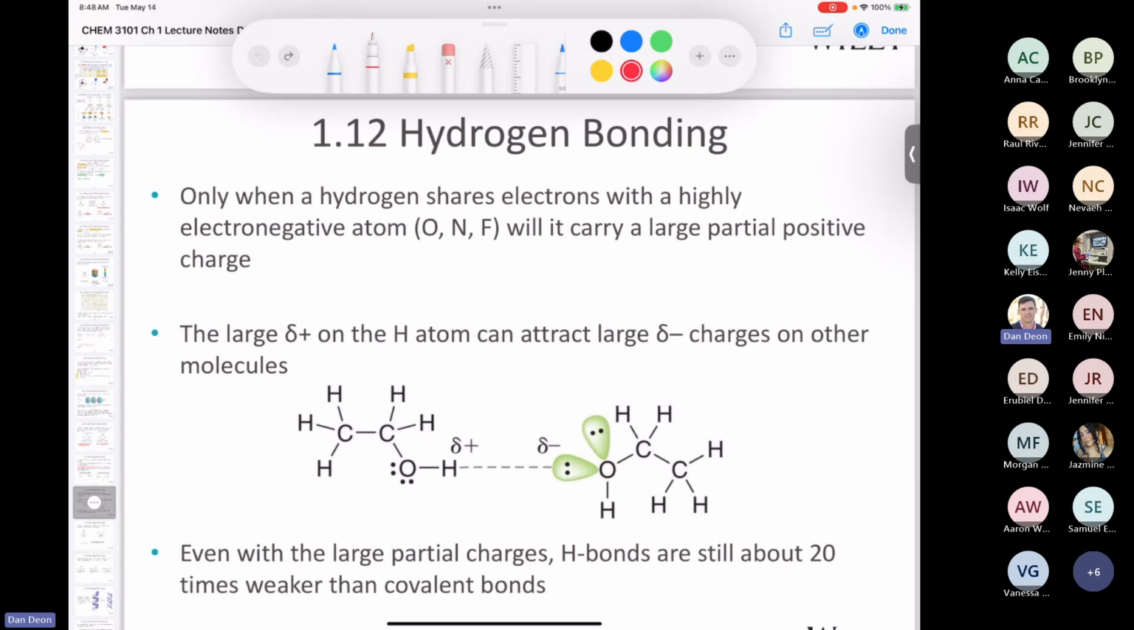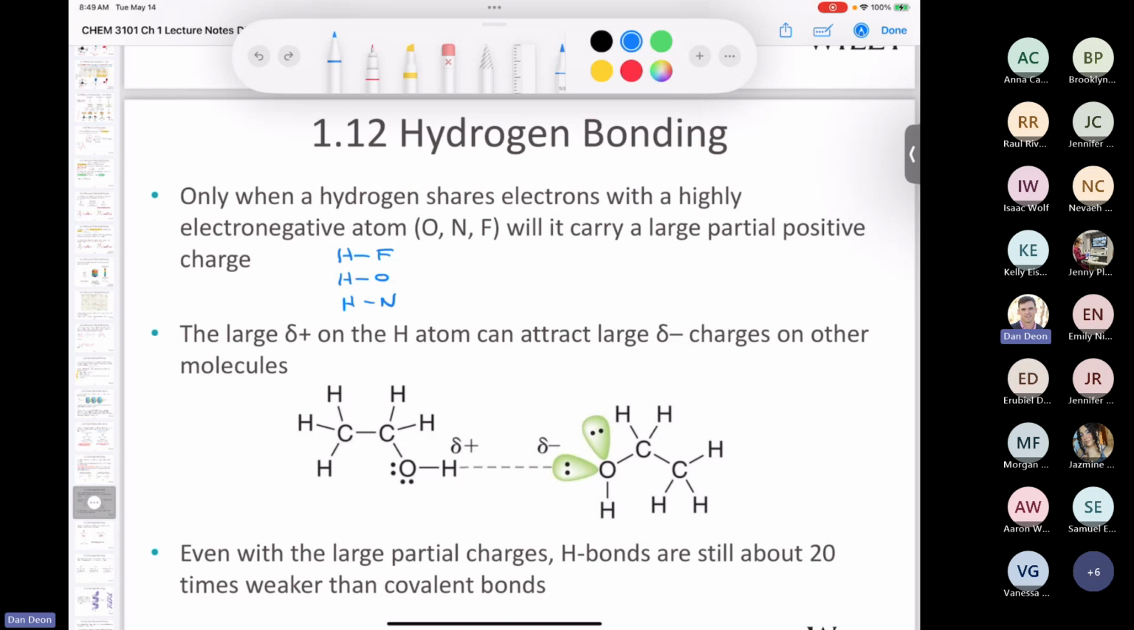But it says here that only when a hydrogen shares electrons with a highly electronegative atom, again, your hydrogen has to be bound to fluorine, oxygen, or nitrogen, can it carry a large enough partial positive charge to form that hydrogen bond. The reason why hydrogen bonding exists only with these 3 atoms is what's so special about fluorine, oxygen, and nitrogen is that they are the most electronegative elements in the periodic table. So the dipoles are really, really strong.